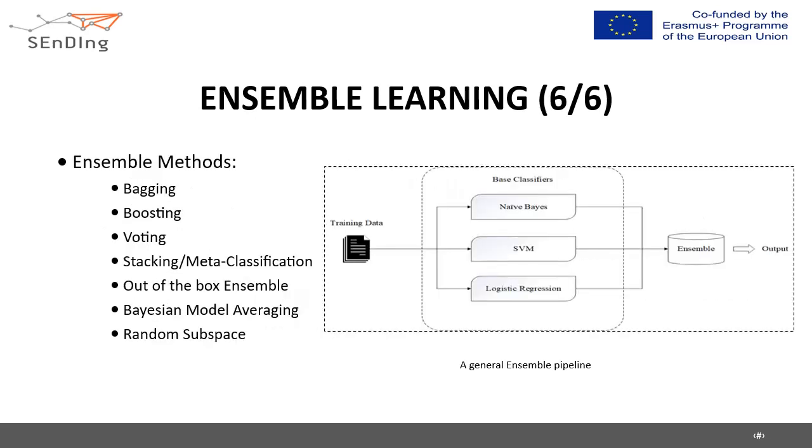The main ensemble methods are the following: bagging, boosting, voting, stacking and meta-classification, out-of-the-box ensemble, Bayesian model averaging, and random subspace. In the figure, we can see the general ensemble pipeline.